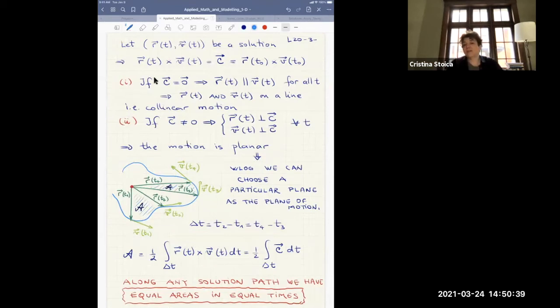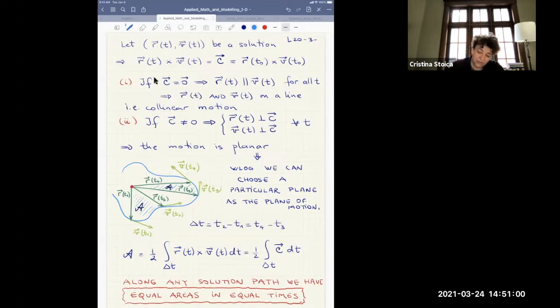Cool. So then we can choose a particular plane that we say we'll be in all the time. We can choose it to be the horizontal plane, whatever. But there is something more to it that we didn't put down last time.